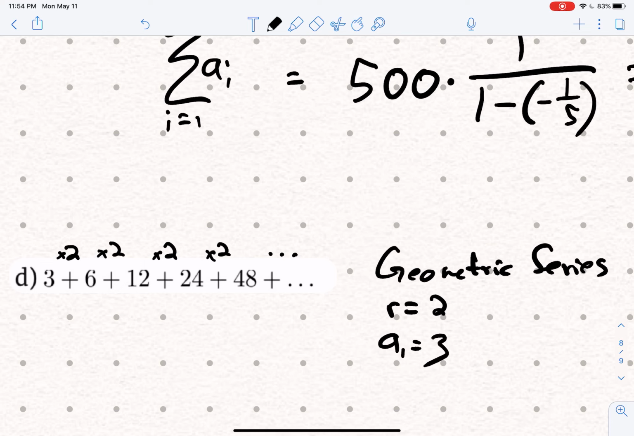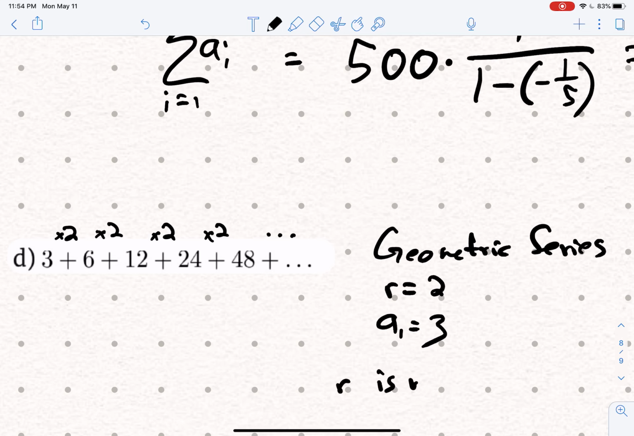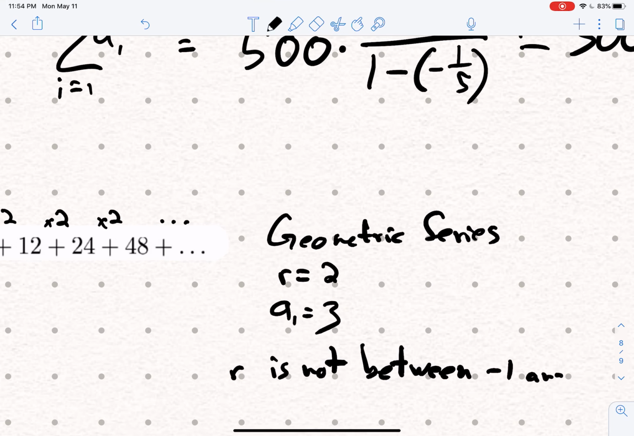However, if we want to use the formula, we need to know that R lies between -1 and 1. And here R is equal to 2. It does not lie between -1 and 1. R is not between -1 and 1. That means we can't apply the formula. Can't use the formula.